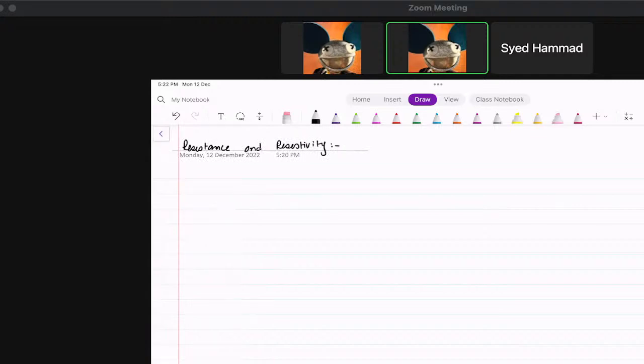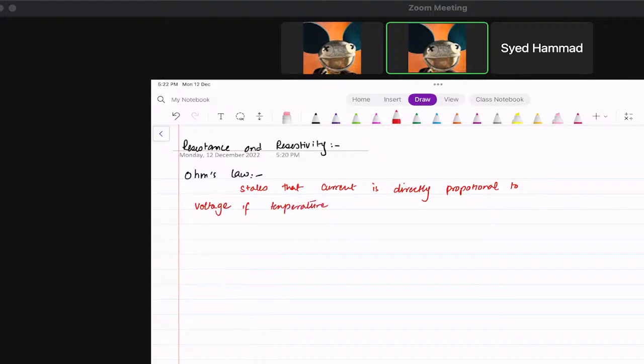The first thing you need to remember is Ohm's law. And Ohm's law basically states that current is directly proportional to voltage if temperature remains constant.